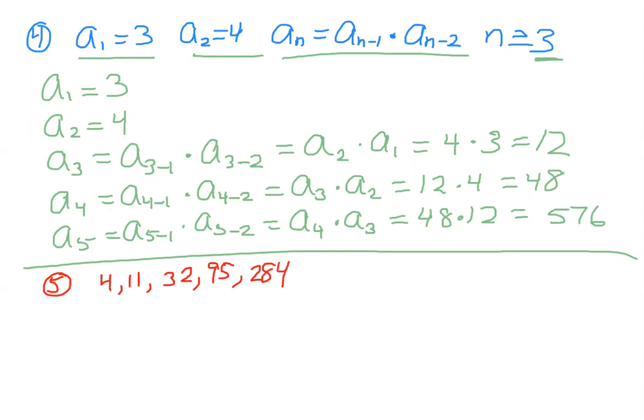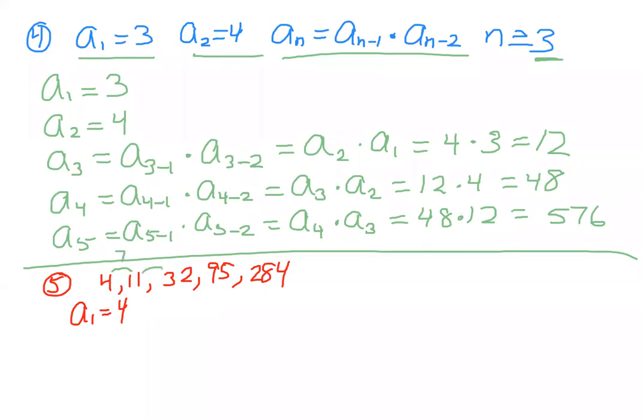Because we're using a recursive formula, we're going to say A1 equals 4. And then we're going to look at this and see what in the world we can do. Well, the first thing we could do is look at the difference between these. What's the difference between 4 and 11? That's always one way to start. So that would be a 7.